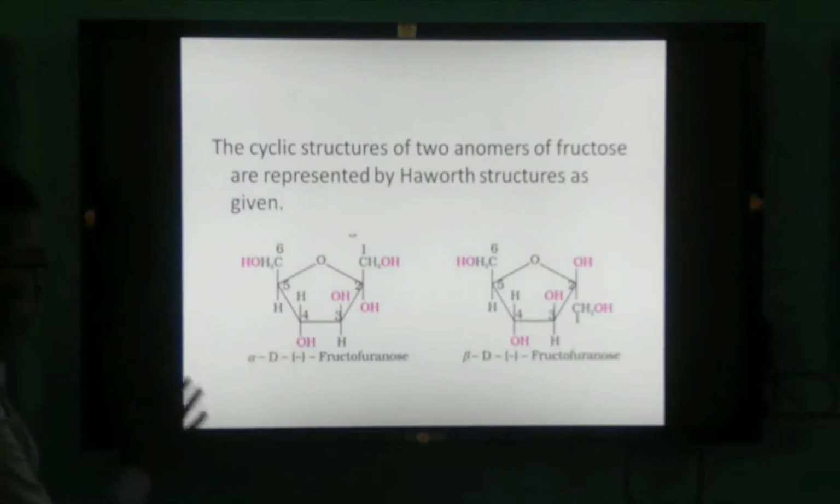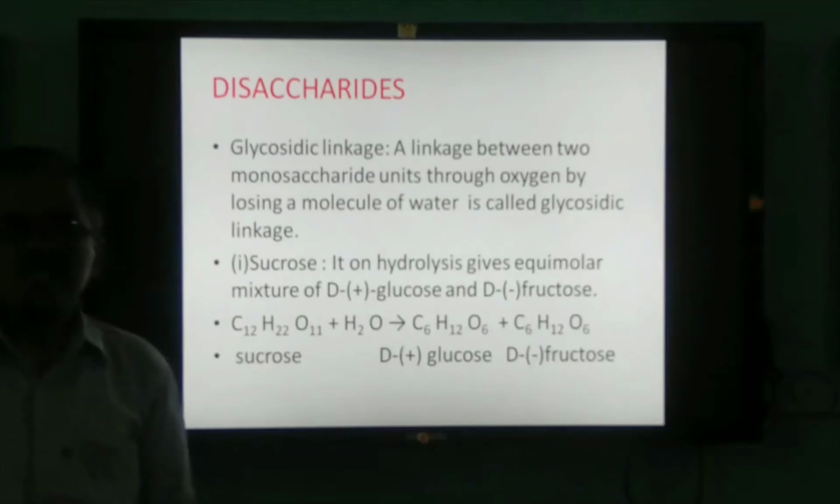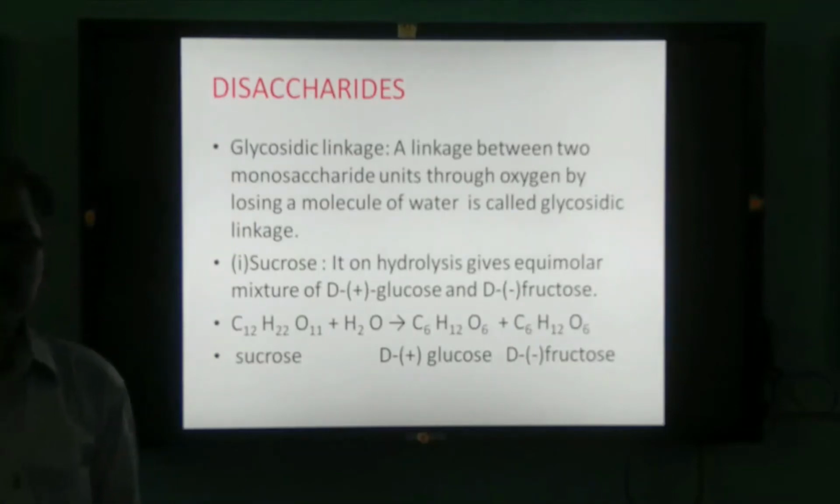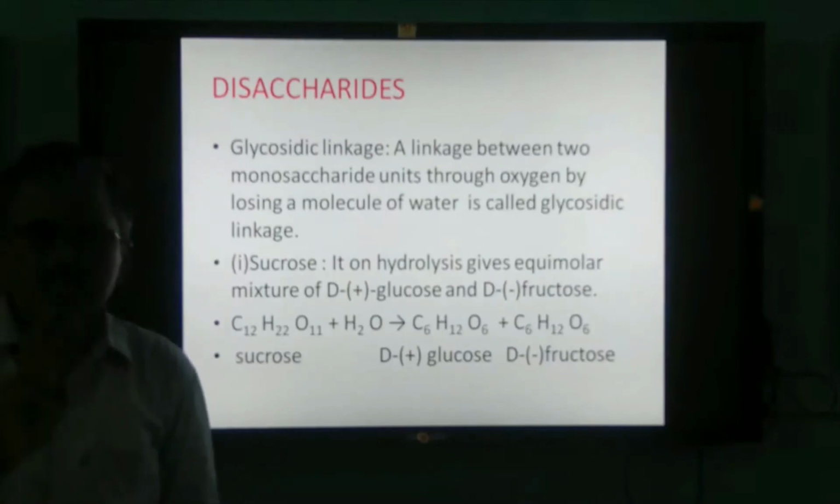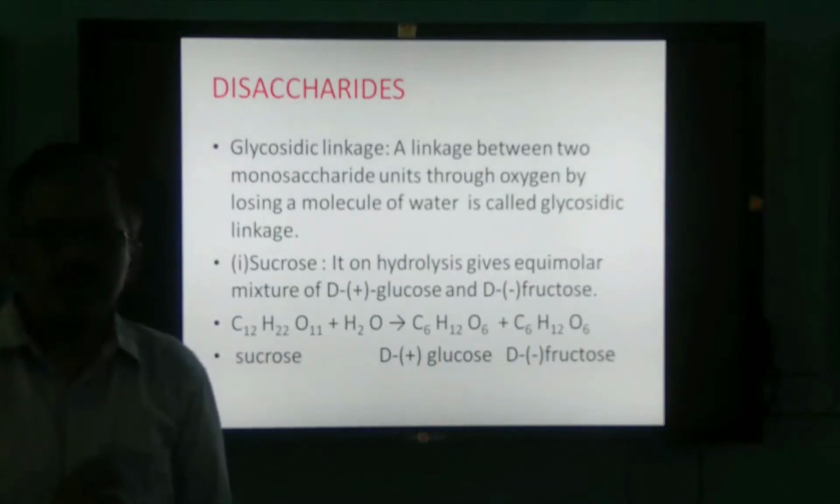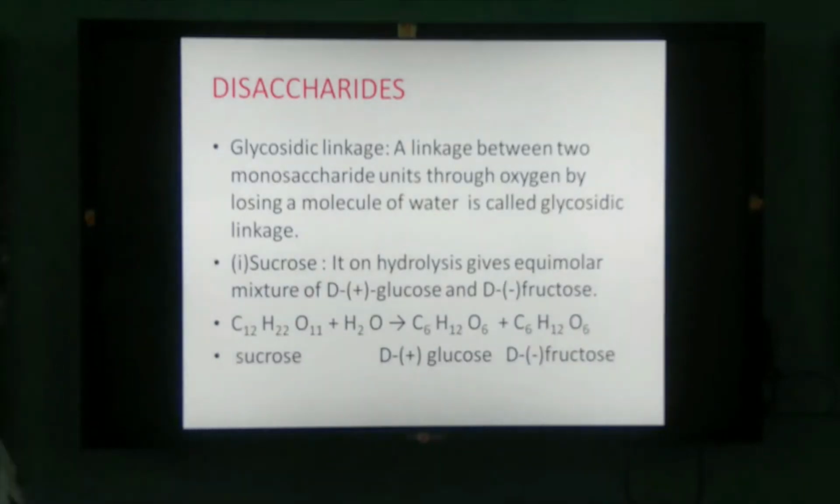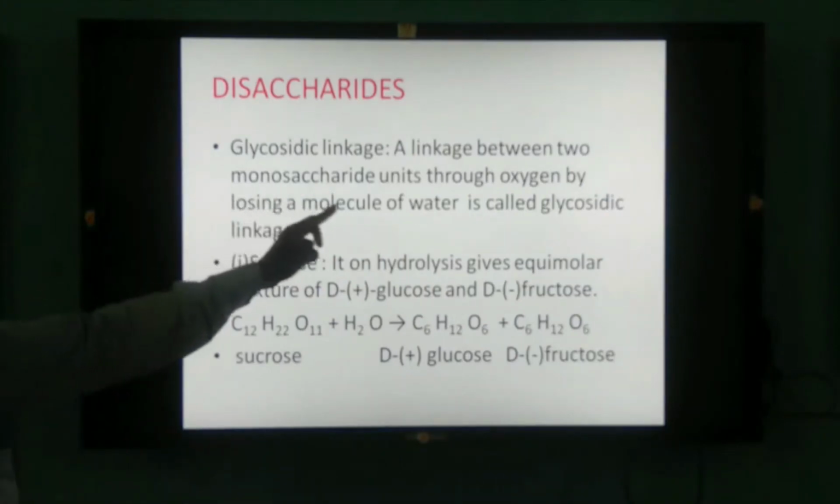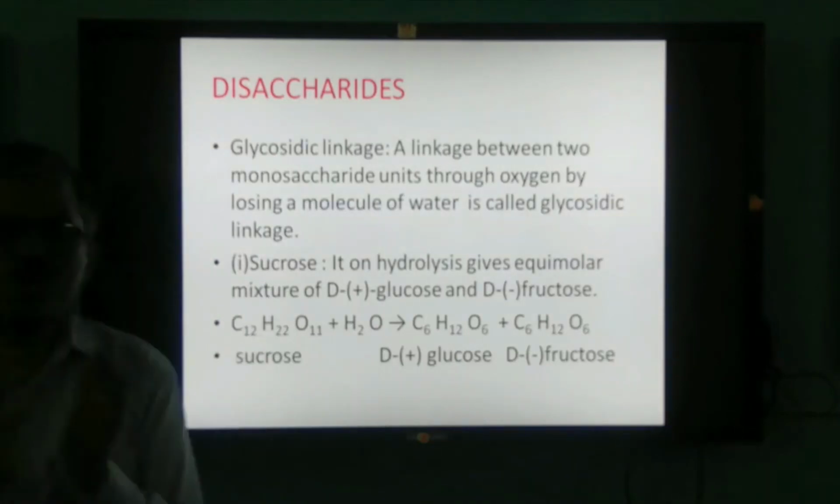Now, disaccharides. Disaccharides we have already seen by definition. That means carbohydrates which on hydrolysis give two simpler units. The best example is sucrose. Sucrose on hydrolysis gives one molecule of glucose and one molecule of fructose. So how are these disaccharides formed? A linkage between two monosaccharide units through oxygen by losing a molecule of water. So here it is a combination of two glucose units.